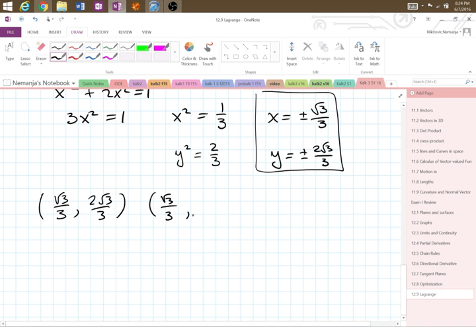And then, what happened? Those are the x and y coordinates at which min or max occur. But then we have to check which one is which by computing z values. Negative root 3 over 3, and negative 2 root 3 over 3.